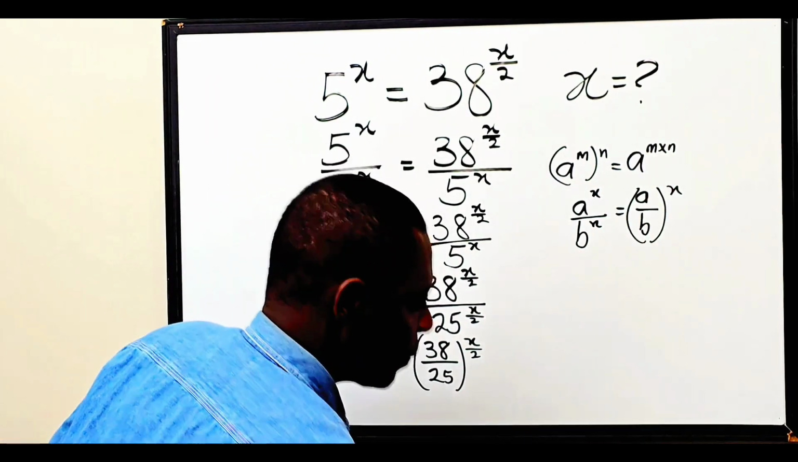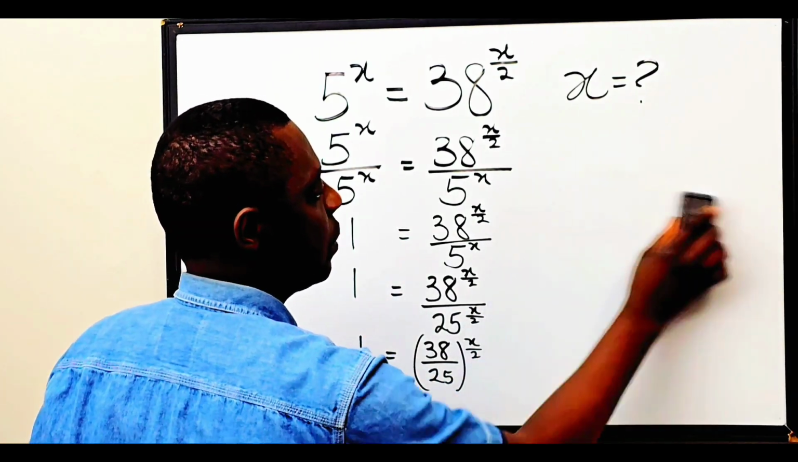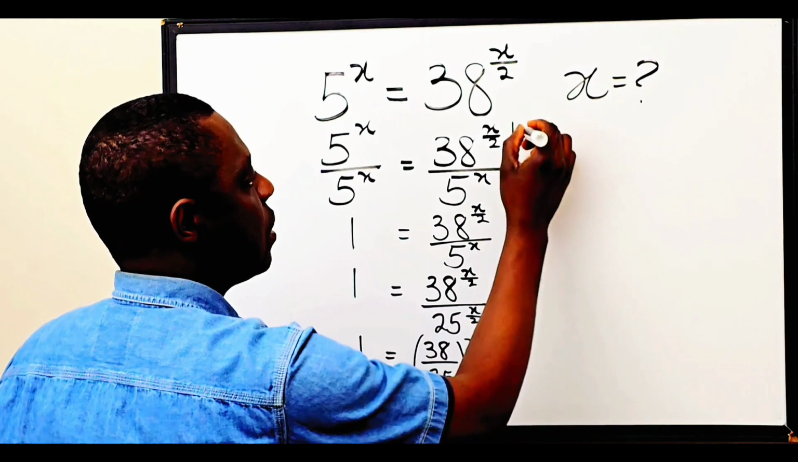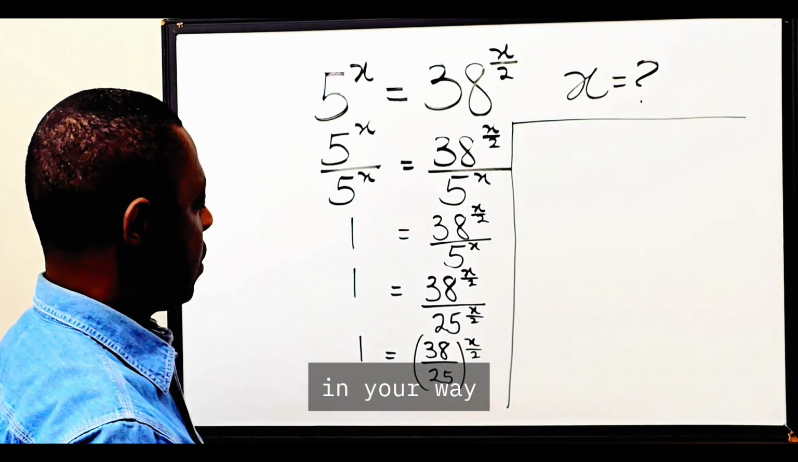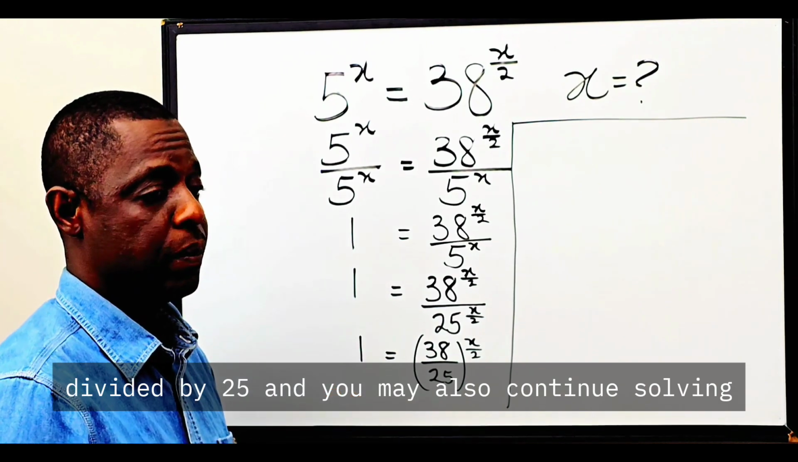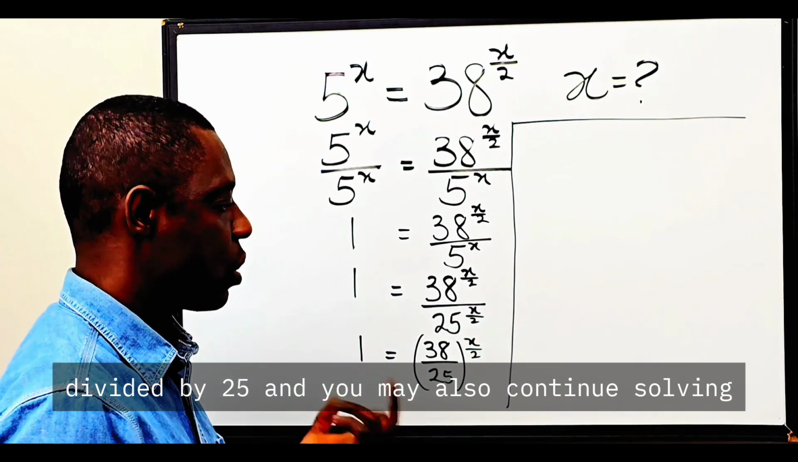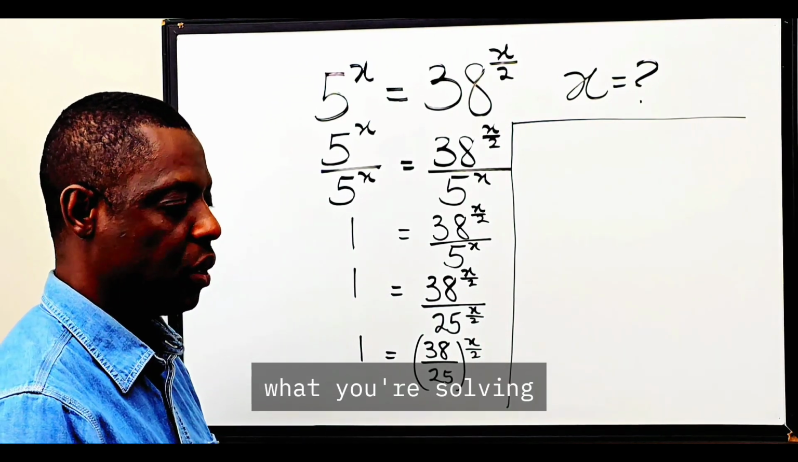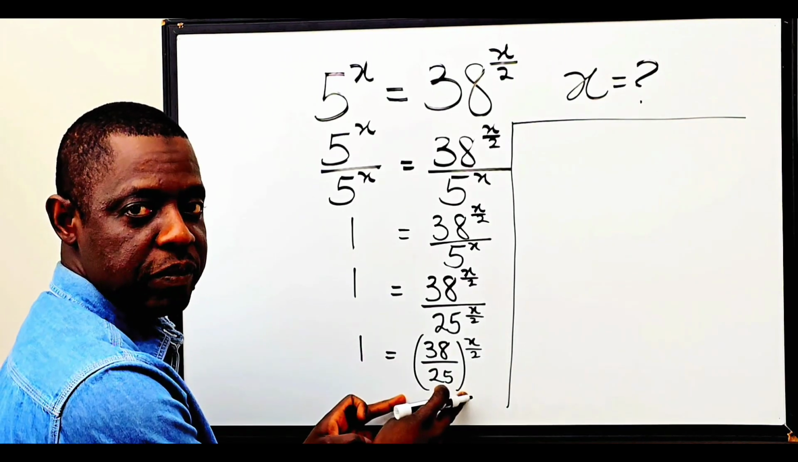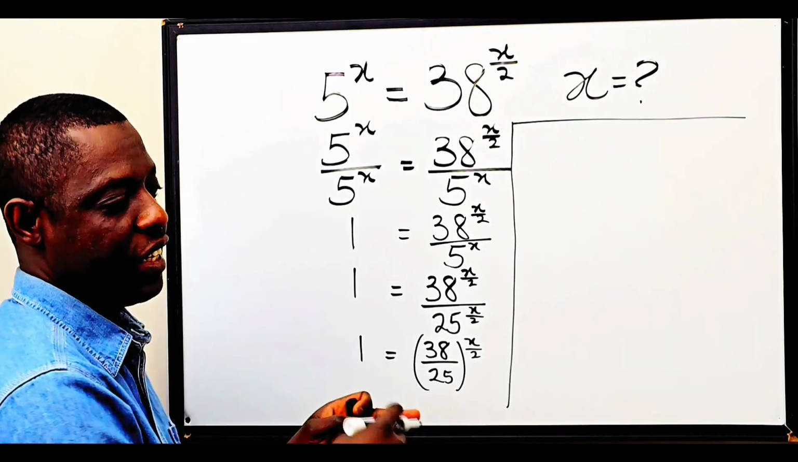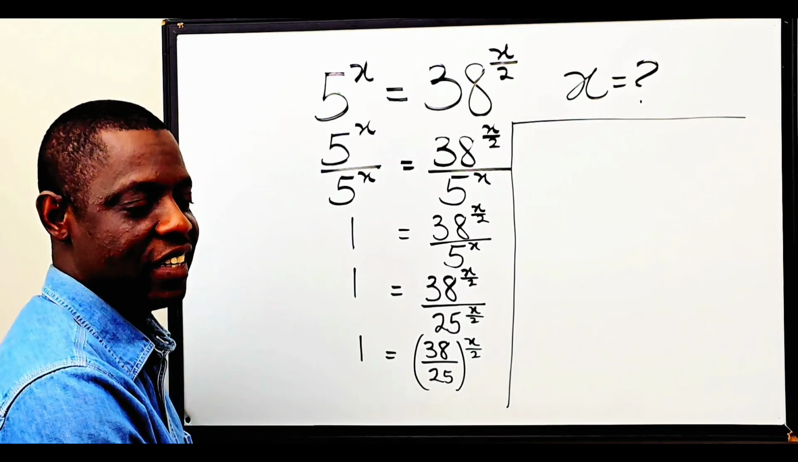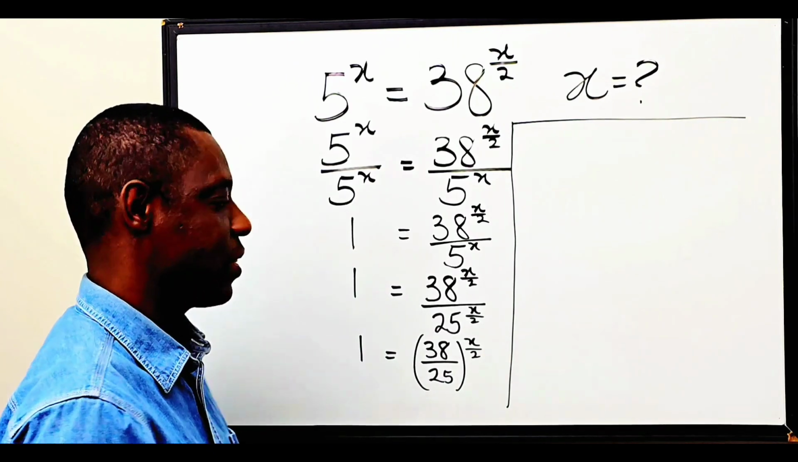That is that. So we continue. In your way, you may think about 38 divided by 25, and you may also continue solving what we're solving. But right now, I'm not going to touch this, and the reason I'm not going to touch this, we are going to see at the end of this solution. Let's quickly go through it.